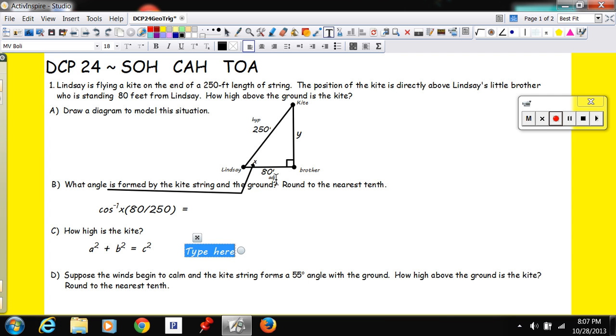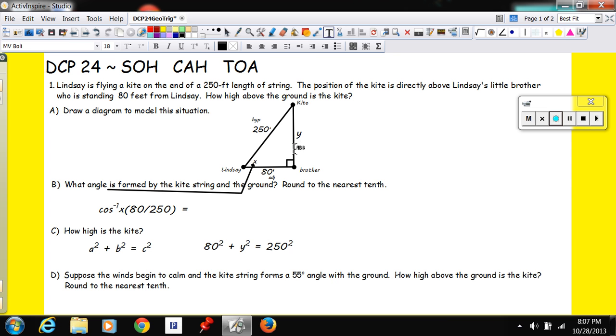In our case, we would use 80 squared plus y squared equals 250 squared. So that's how you set it up, and you just solve for y. Or, like I said, you could use this angle and do sine of this angle equals y over 250. That'll still work.